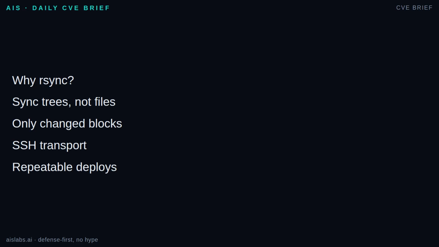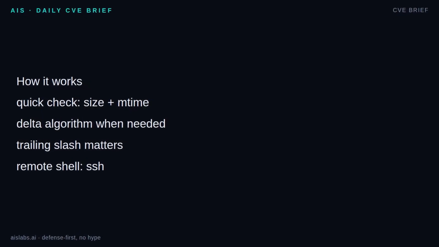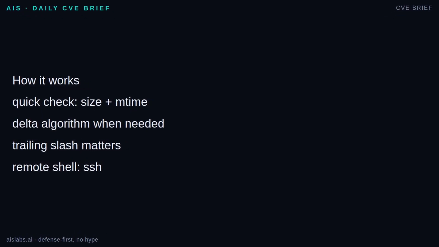That means backups, content publishes, build artifact pushes, and config rollouts can be repeatable instead of improvised. The usual starting point is -avz: archive mode, verbose output, and compression. For a remote path like deploy@web:/path, modern rsync uses SSH as the remote shell, unless configured otherwise. Mechanically, rsync starts a local rsync and a remote rsync connected through SSH. First, it walks the file list. By default, it uses a quick check, size and modification time.